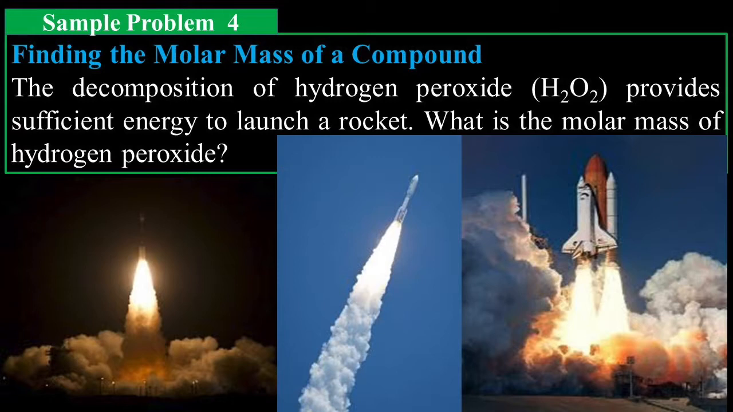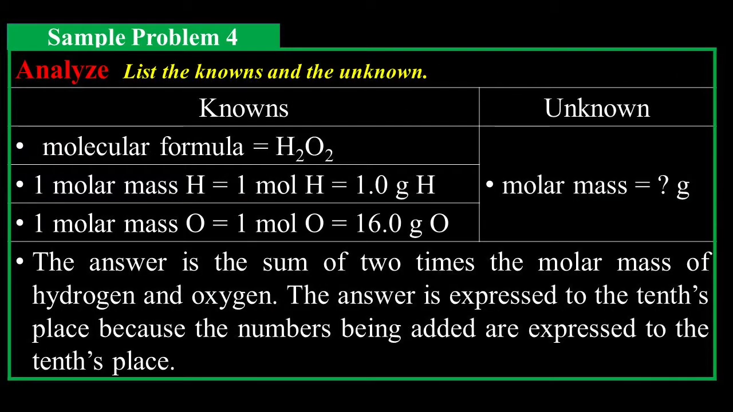The decomposition of hydrogen peroxide, H2O2, provides sufficient energy to launch a rocket. What is the molar mass of hydrogen peroxide? Well, H is 1 each, so H2 is 2. Oxygen is 16, so 2 times 16 is 32. That'll be 34 grams. Now, this is not fuel for a rocket. They use liquid hydrogen and liquid oxygen to burn.